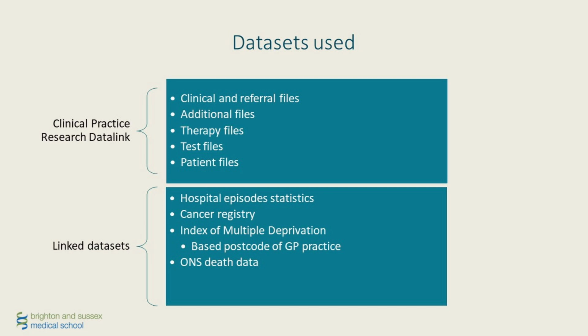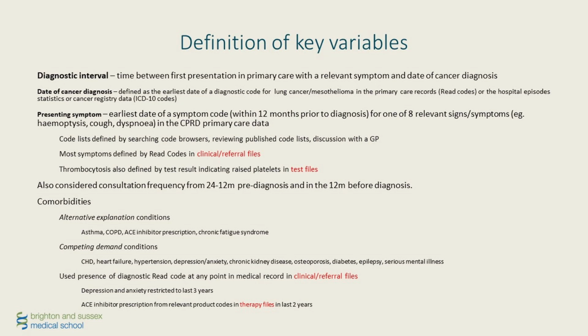We also had access to a number of linked national data sets, so the hospital episode statistics and the cancer registry, as Liz mentioned earlier, information on the index of multiple deprivation, which was based on the postcode of the GP practice, and the ONS death data, which had information on the patient death date.